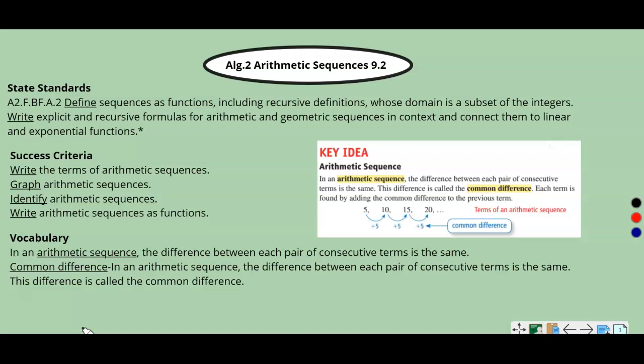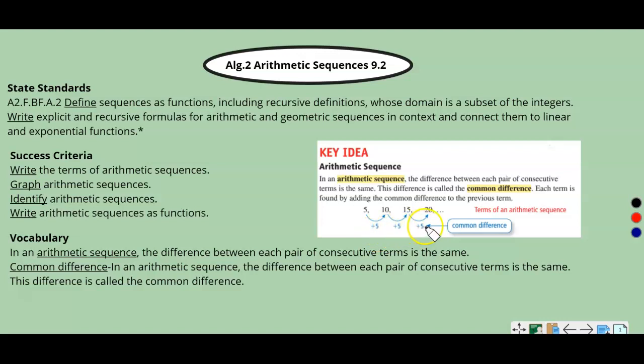One is an arithmetic sequence. Obviously, you need to know what that is if we're going to be working with it. So in an arithmetic sequence, the difference between each pair of consecutive terms is the same. And here's an example. If your sequence is 5, 10, 15, 20, you can see that you add 5 each time. That is a common difference.